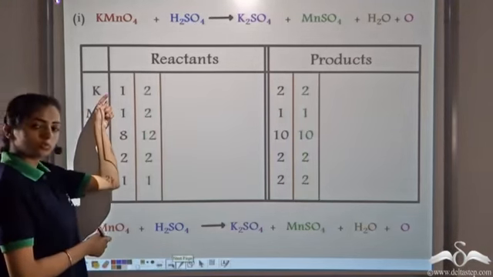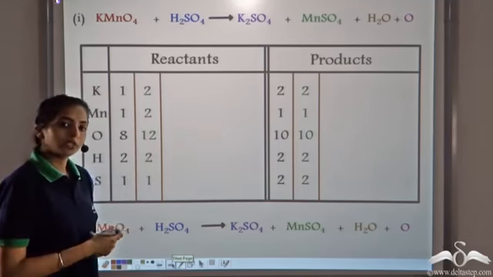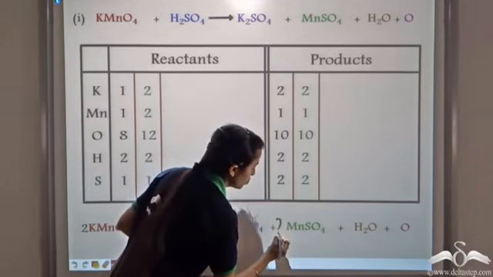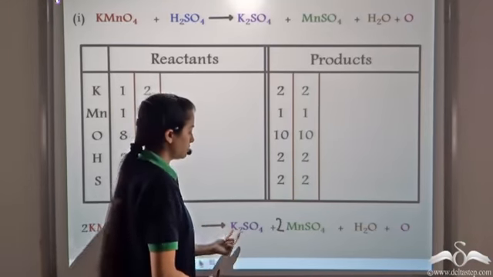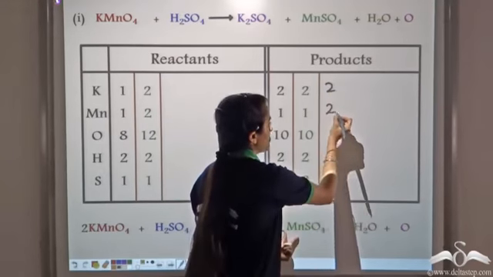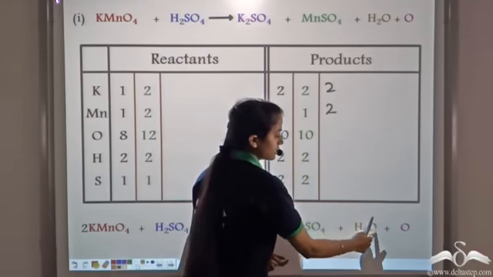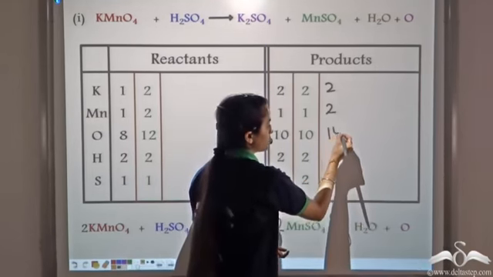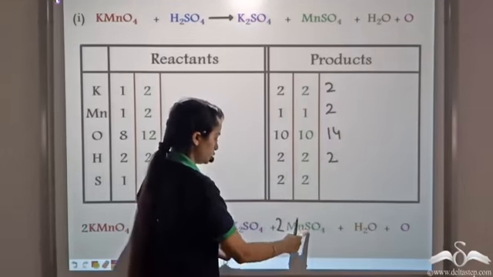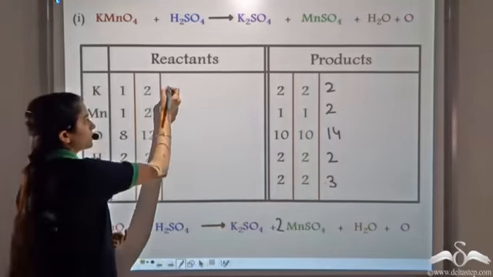Now we see that potassium is balanced, but manganese on the reactant side we have 2 atoms, on the product side we have 1 atom. So now to balance manganese, we have to take 2 molecules of MnSO4. So when we make this 2, we get 2 atoms of potassium, 2 atoms of manganese, then we have 4 2s are 8, plus 4, 12, 13, 14 atoms of oxygen, we have 2 atoms of hydrogen, and 2 plus 1, 3 atoms of sulfur. No change on the reactant side.